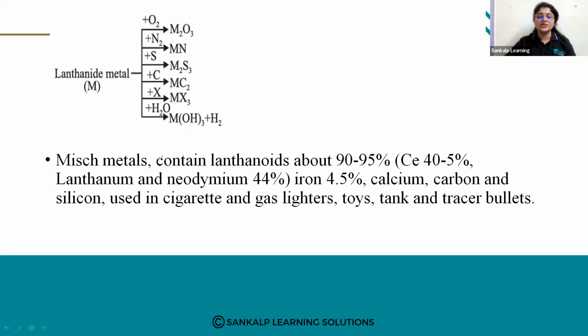Next, mixed oxides of lanthanoids are used as catalyst in petroleum cracking. Then some of the lanthanoid oxides are used as phosphors in TV screens and fluorescing surfaces. So these are some of the uses of lanthanoids. Is it clear? So these were some of the uses. Mischmetal is very important.